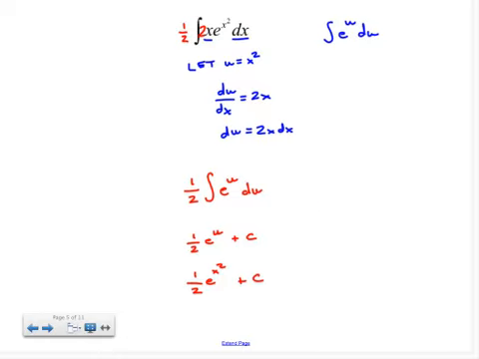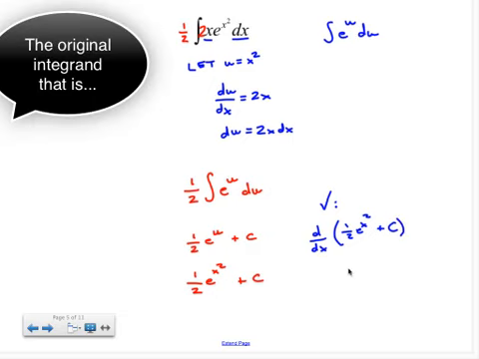I'm going to do this only one time, but point it out right now. You can always check your work if you're not sure if you're right. How do you do it? You take the derivative of your answer. So if I take the derivative of 1/2 e to the x squared plus c, what should I obtain when I'm done? If I've done it correctly, I should obtain the original problem, which was x e to the x squared.